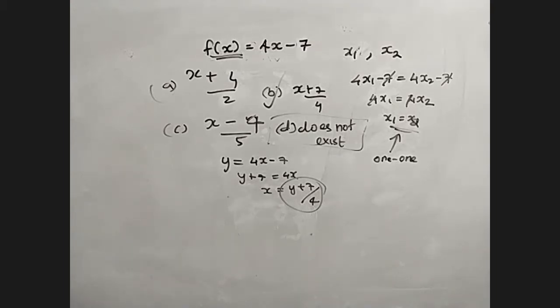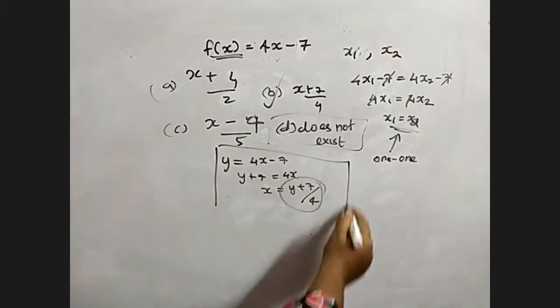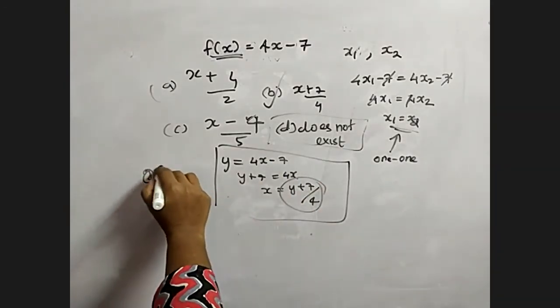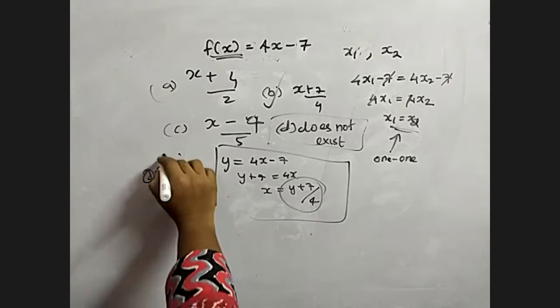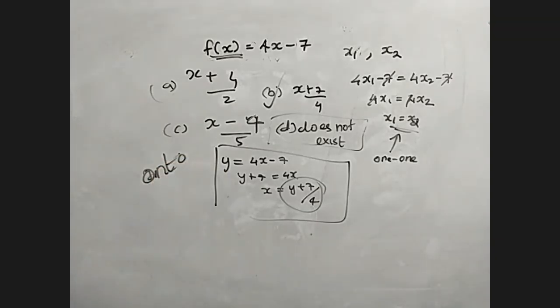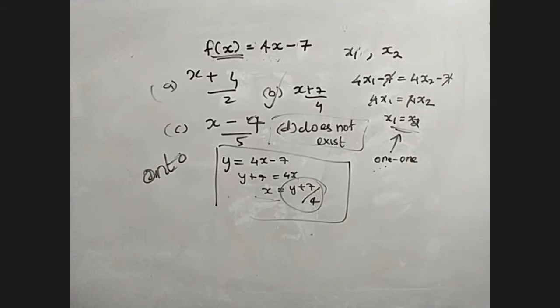So here it is 1, 1 and 1, 2. If we are able to write y is equal to this, and if we are able to derive x separately, that is onto. But anyhow, you need to check whether it is 1, 1.